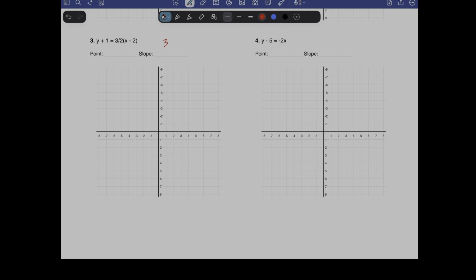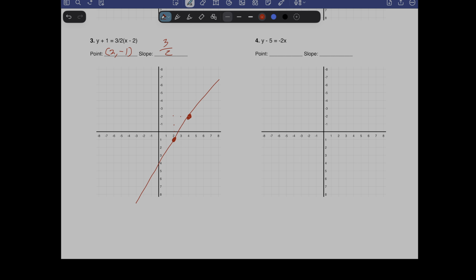My slope here is 3 over 2. I don't have to do any math, it's right there. My point right here, x minus 2, so it's going to be a 2. X plus 1 is going to be a -1. Remember, I told you they're opposite. My point is 2, -1 to start with, and I do a slope of 3 over 2. 1, 2, 3, 1, 2. Boom, I got my 2 points, and there's my line. That's how quick it is to do this, guys.